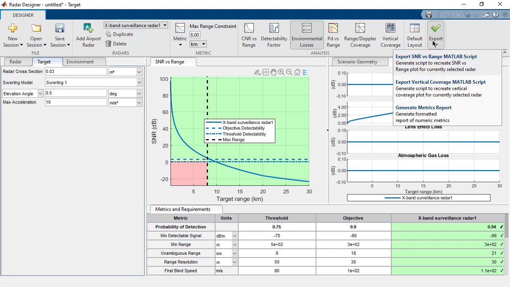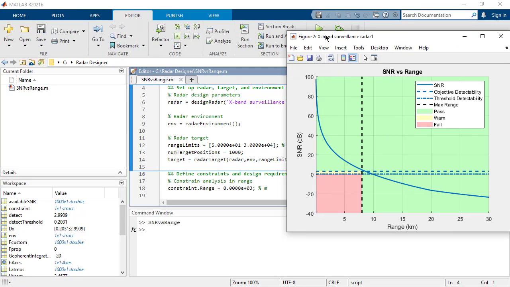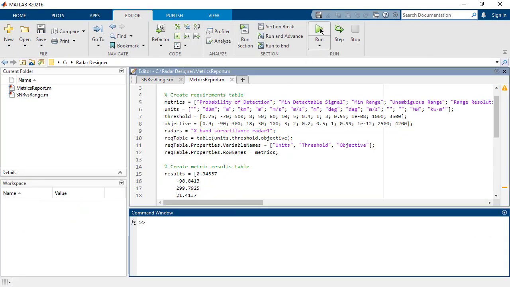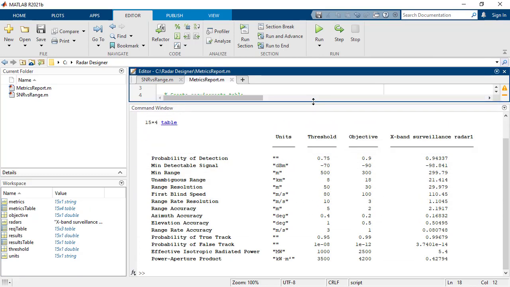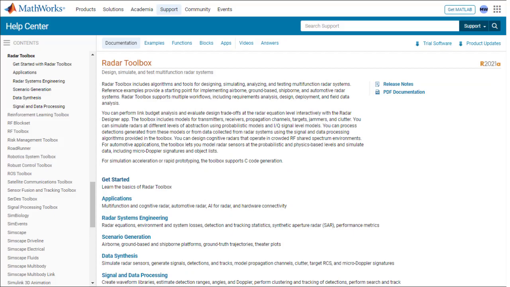We can share these results by automatically generating MATLAB scripts that recreate the plots and requirements and metrics table. These results can be shared and opened in spreadsheet software. For more information on our radar design capabilities, please visit our documentation.